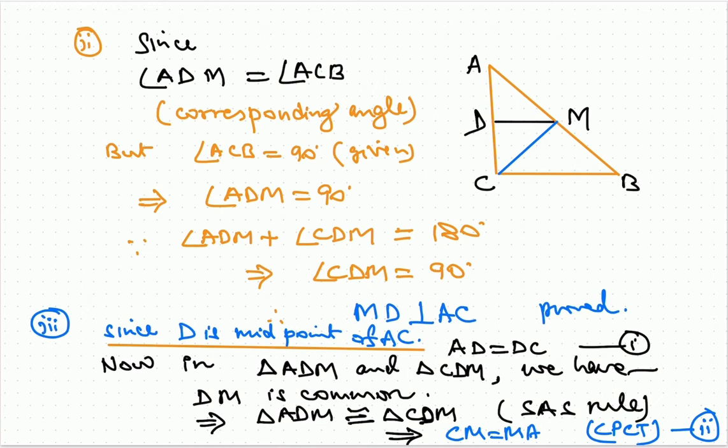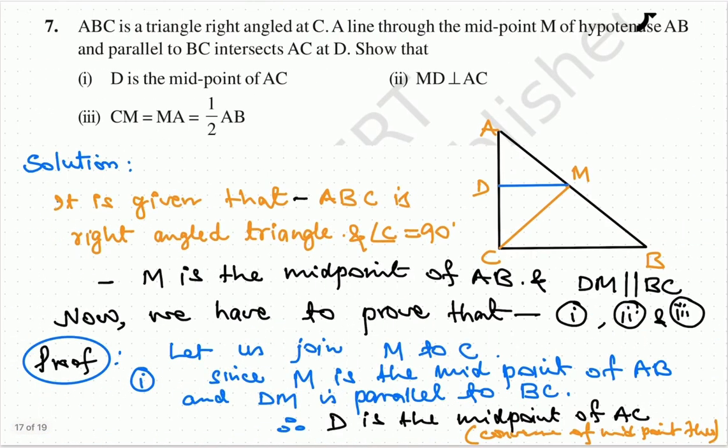Therefore, we prove that this is equal to 90 degrees, and therefore MD is perpendicular to AC. Now the third part: D is the midpoint of AC. We have to prove that CM is equal to MA is equal to half AB.